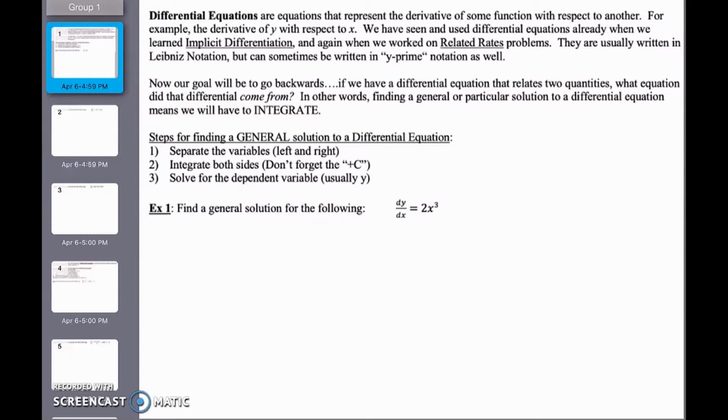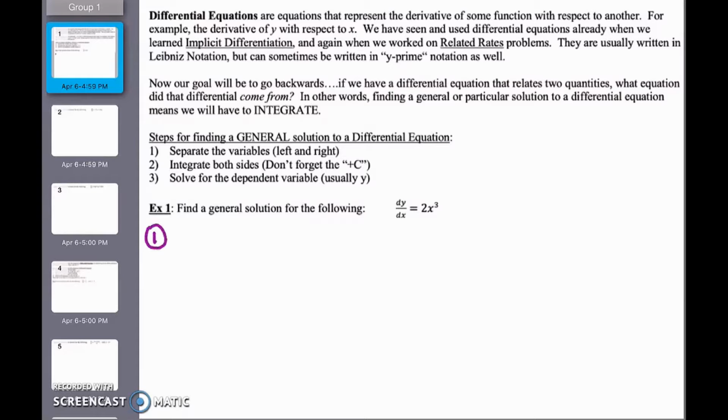Our steps for finding a general solution to a differential equation are, step one, separate our variables on the left side and the right side. Step two, integrate both sides, and I have a little note here, don't forget the plus c, we'll talk about that in a minute. And then step three, solve for the dependent variable, which is usually y, but it's the variable that is on the top of the differential. All right, so step one, we're going to separate our variables.